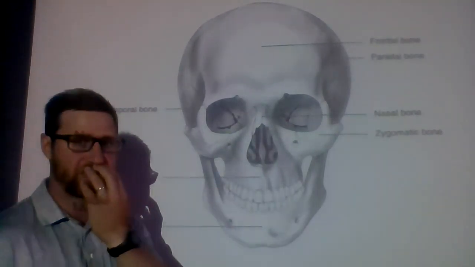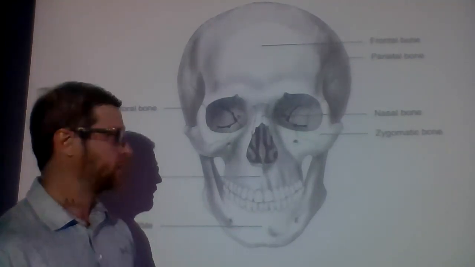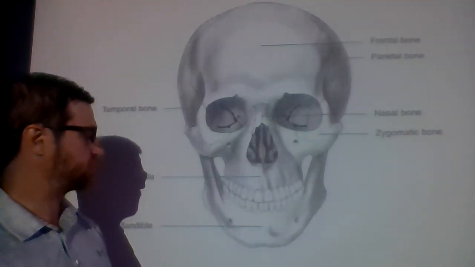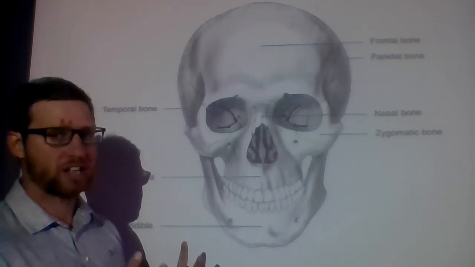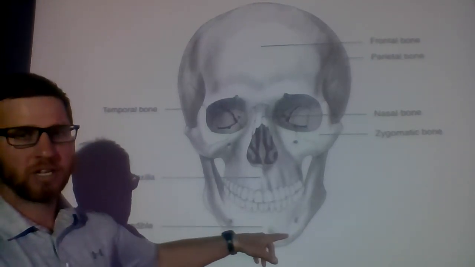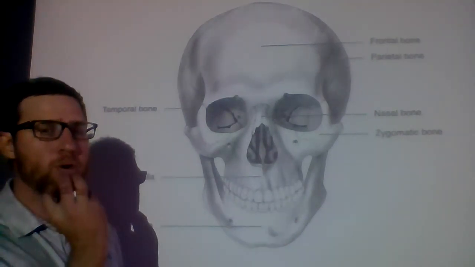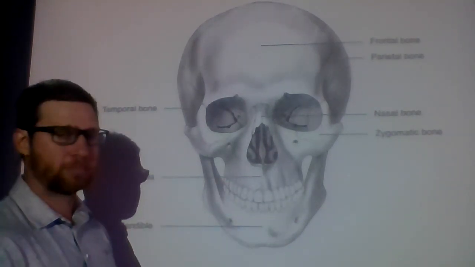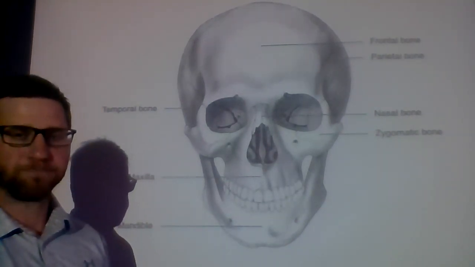And it's fixed. It's not going to move around. It's part of your jaw system, but not the movable part. The movable part is this part, the mandible, and it's that jawbone right here, and the bottom row of teeth will be in the mandible.